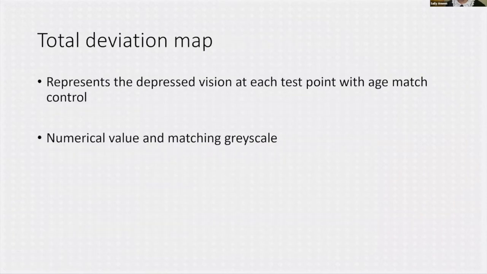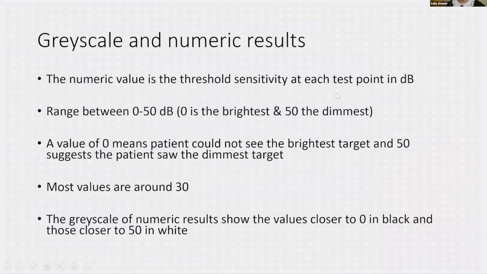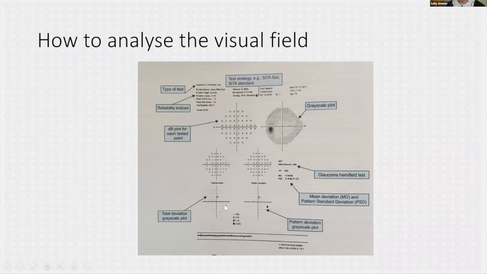The total deviation map is the next point that you look at, and that essentially represents the depression in the vision at each test point compared with an age-matched control, with a numerical value and a matching grayscale. So again, if we go back, we're talking about this one, the total deviation pattern. So how far away from what that patient was expected to be were they? And that tells you 0, -1, -10, -20, and then you have the matching grayscale to go with it.